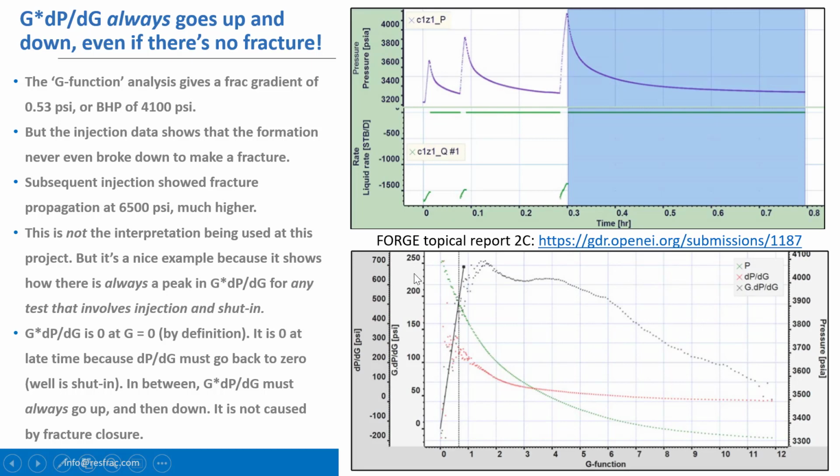At the very beginning of their sequence of injections, they never reached the breakdown pressure, and we can see that here in the injection data. Pressure never flattened out, but they are actually demonstrating pretty nicely that you can still make a G times dP/dG plot, and there's still, theoretically, a closure pick you could make even though there's no fracture. So just make sure you actually made a fracture before you estimate stress. Otherwise, like in this case, you would arrive at an extraordinarily low stress estimate.